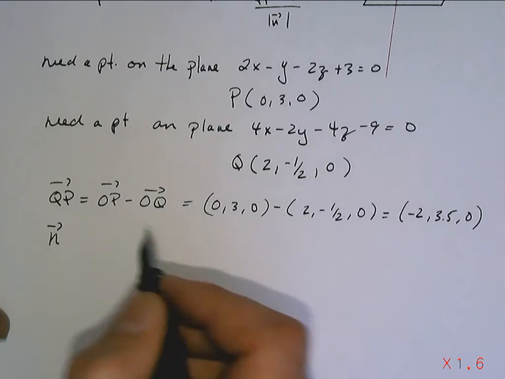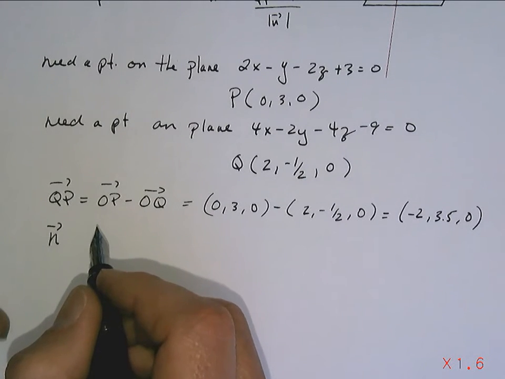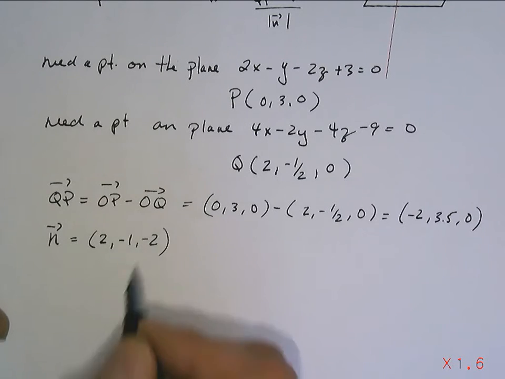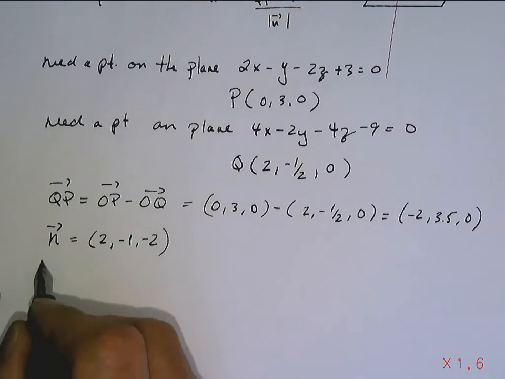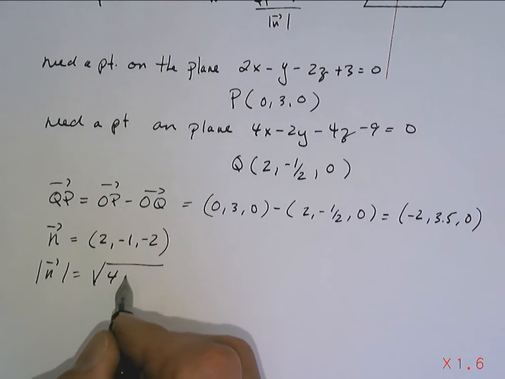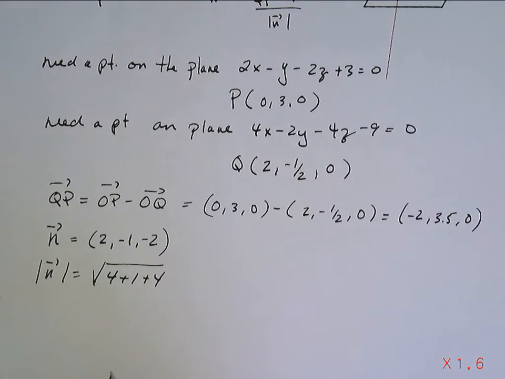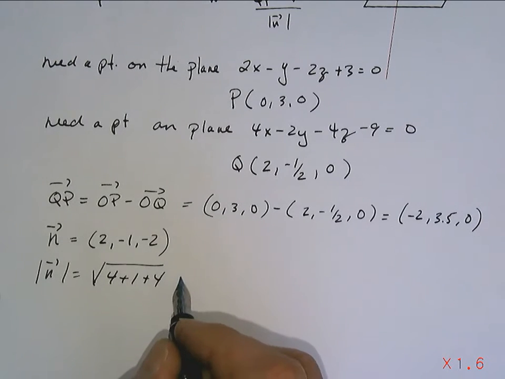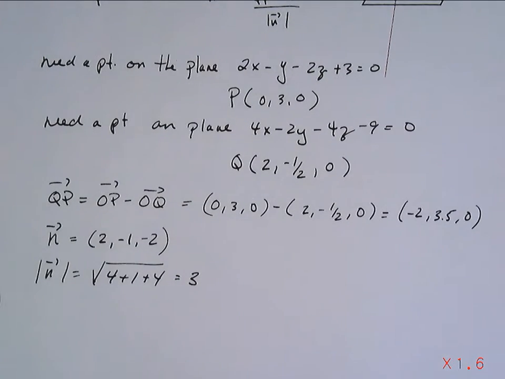Well, n can be the normal of any ones. We can use 2, negative 1, negative 2. And the magnitude of n is then going to be the square root of 4 plus 1 plus 4. So that's square root of 9, and it's only the principal square root that we're interested in, so we're going to take 3. Square root of 9 is 3.